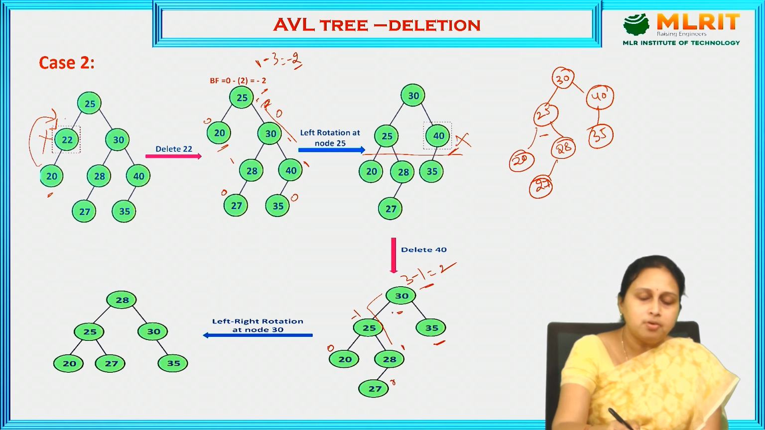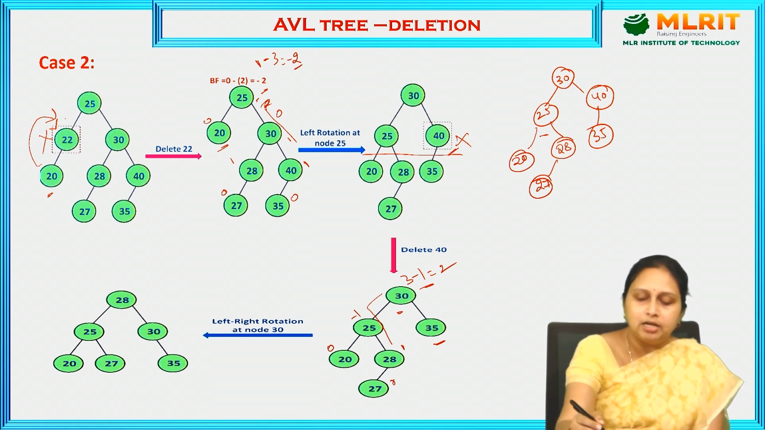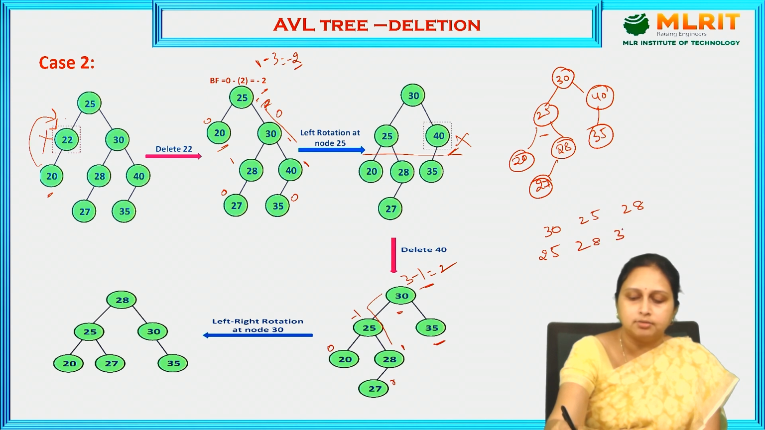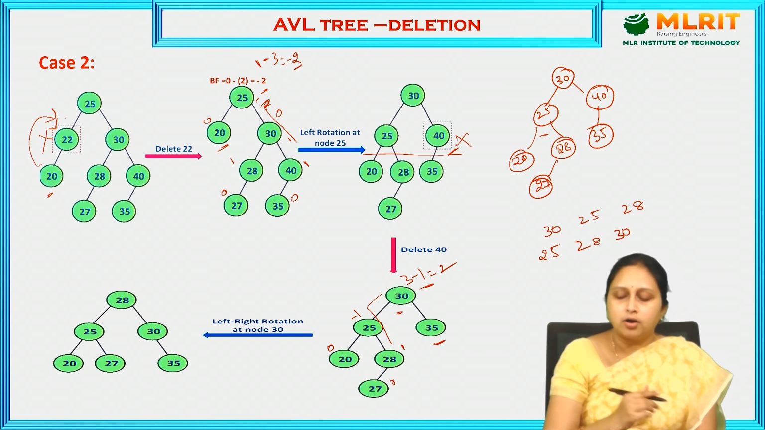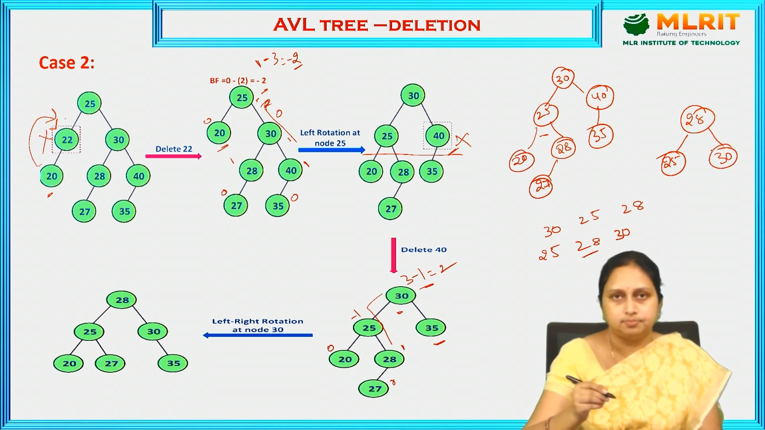Now we are going to perform left-right rotation. Don't be confused about which of the elements has to come as the root node. What are the elements we are taking here? 30, 25 and 28. Write them in order, that is 25, 28 and 30, right? According to this, 28 is the middle element. That should come as the root node among these three. So 28 becomes the root node. On the left of it, you have 25 and on the right of it, you have 30, right?